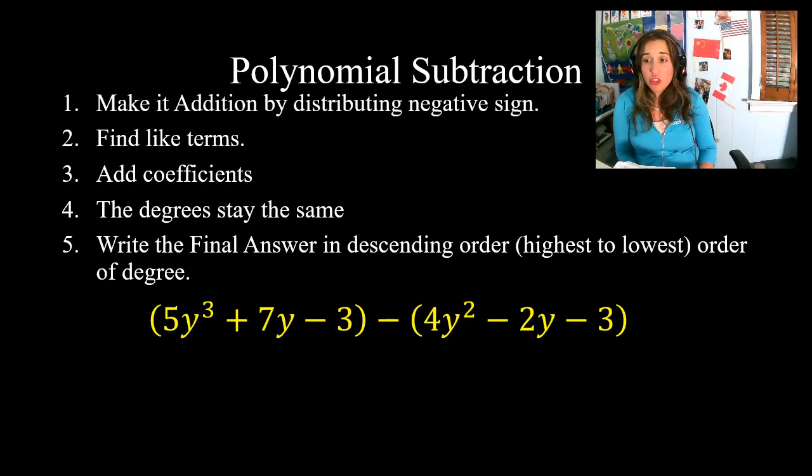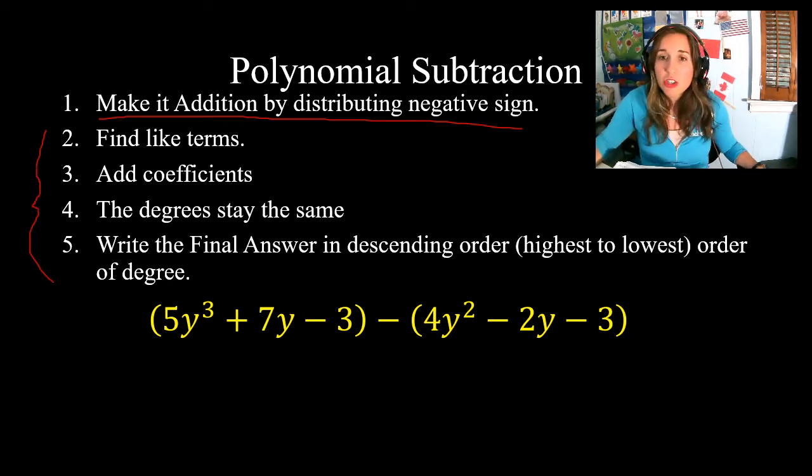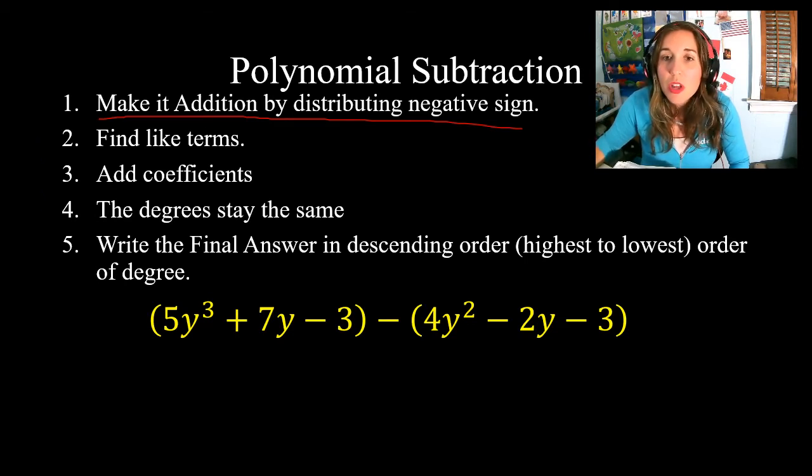Polynomial subtraction is just like polynomial addition. There's just one extra step within it, okay? So the first thing you need to do, that extra step, is you're going to make this addition by distributing the negative sign. Everything else is exactly the same as what we did for polynomial addition. We find like terms, add the coefficients, degrees stay the same, and we write our final answer in descending order. So how do we turn this into an addition? Let's look at our example here, okay?